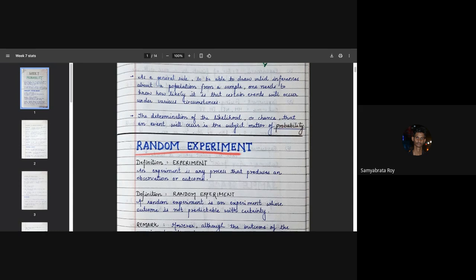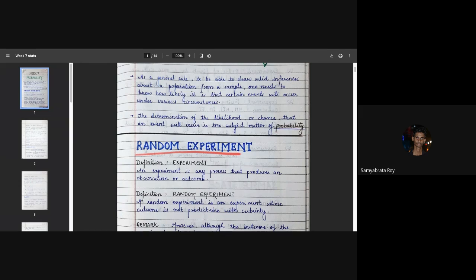An experiment is something where you are performing a process and you will get an outcome, right? For example, titration. You are performing a process, you will get an outcome. But what is a random experiment? A random experiment is a kind of experiment where you are performing a process, but you cannot predict the outcome with certainty.